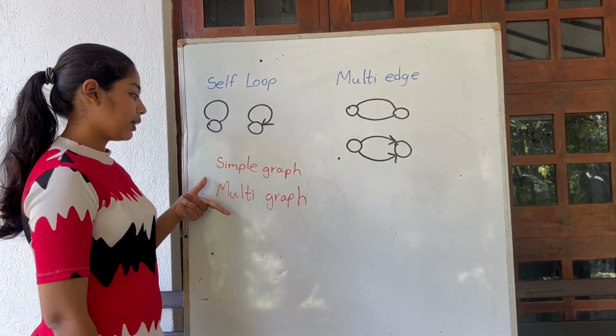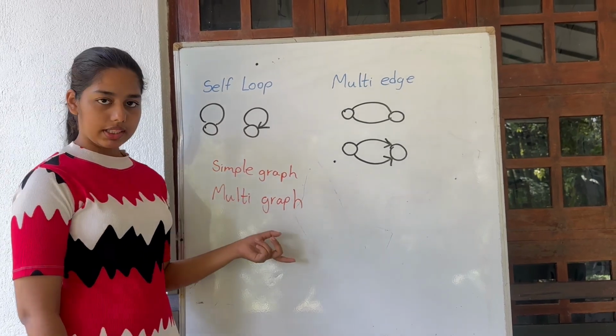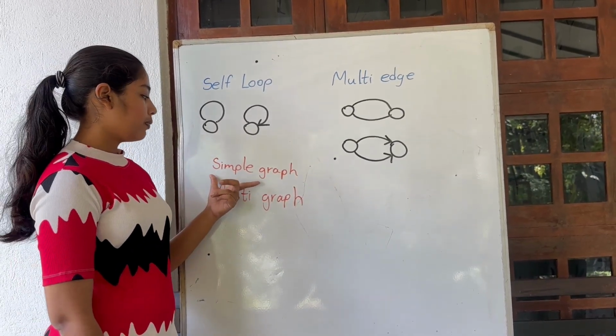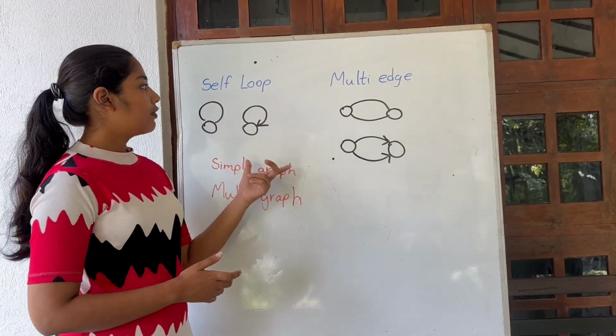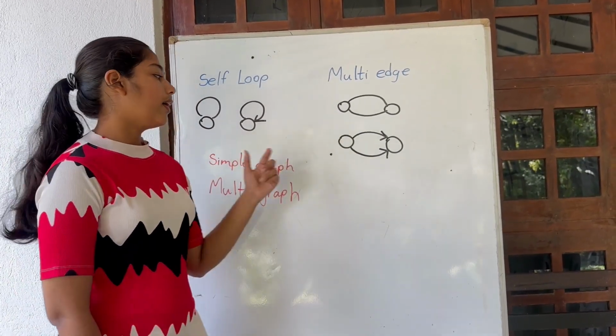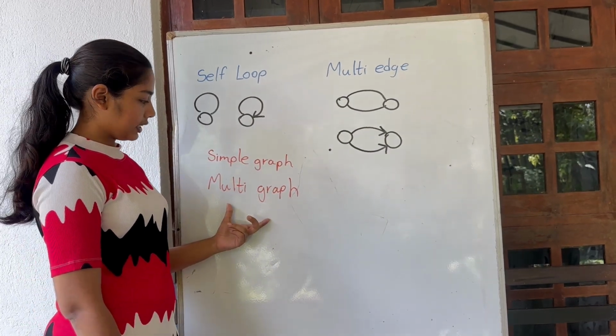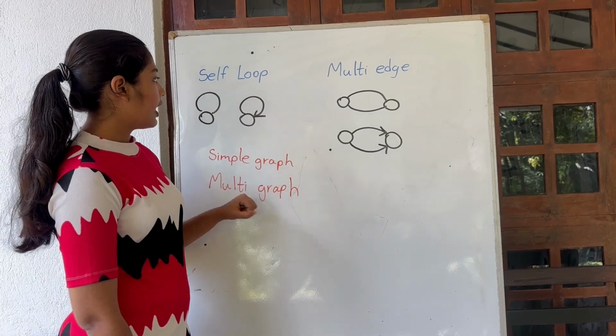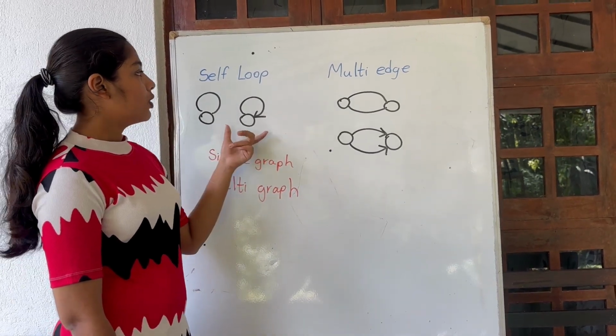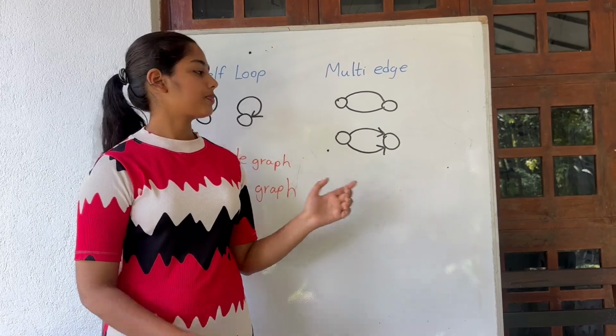Here we have two types of graph, simple graph and multigraph. Simple graph means there are no self-loops or multi-edges. In the multigraph, it has self-loops and multi-edges.